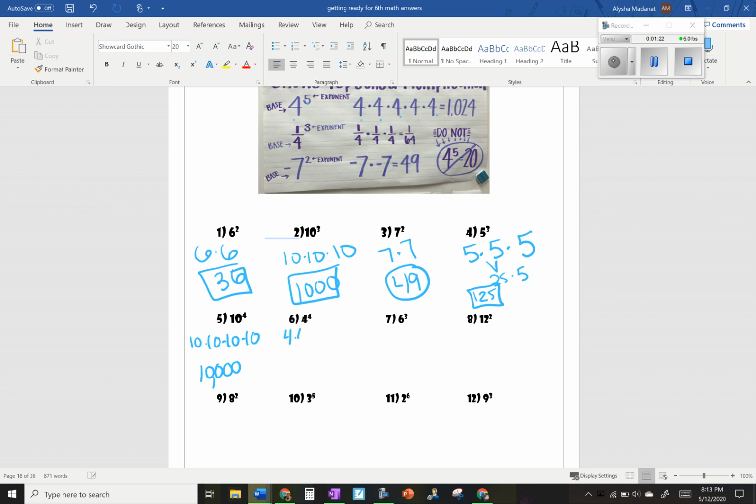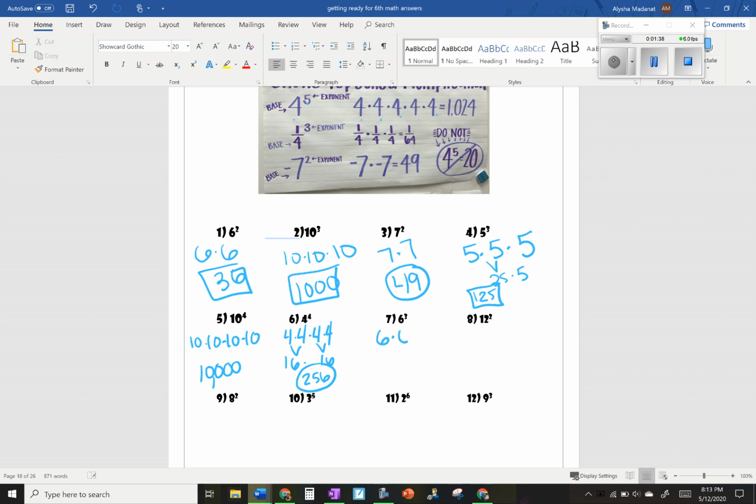4 to the 4th power is going to be 4 times 4 times 4 times 4. And because this happens, I like to double them up. So I got 16 times 16. You can go straight across. It doesn't really matter. You're going to get a final answer of 256.